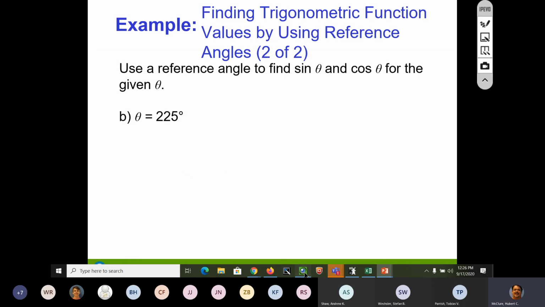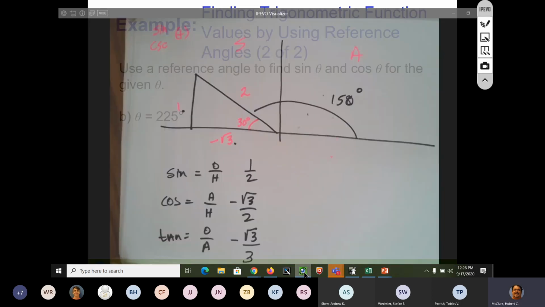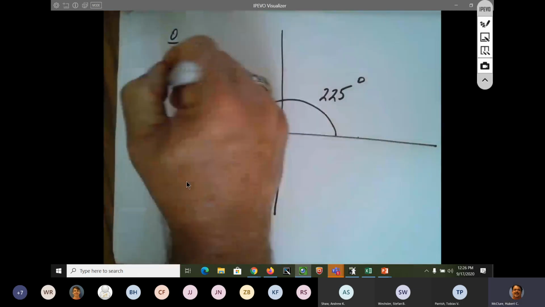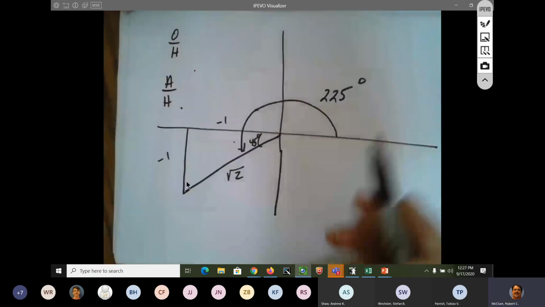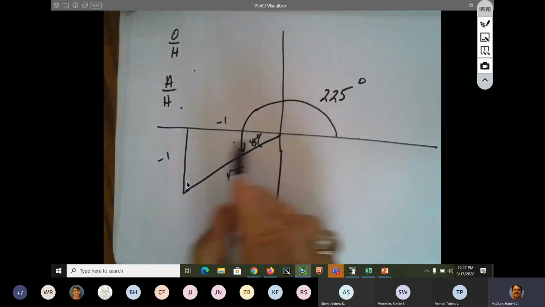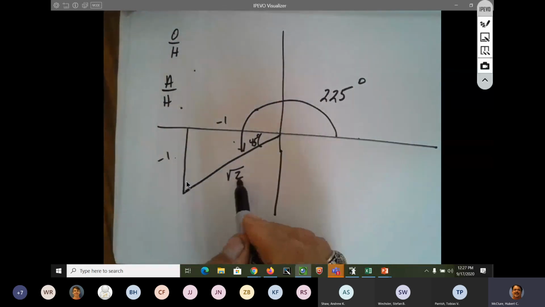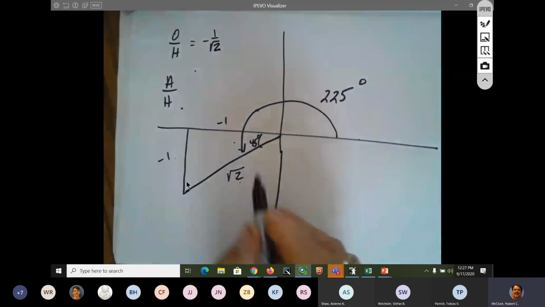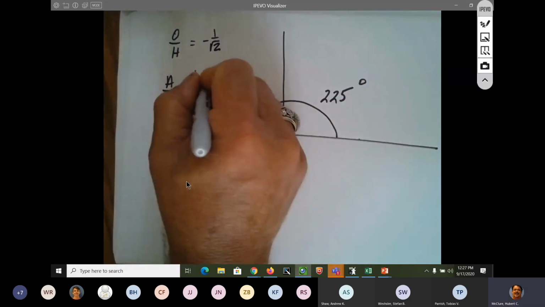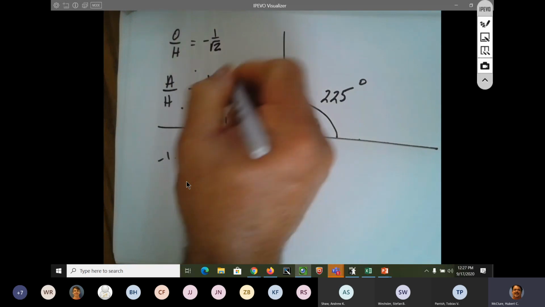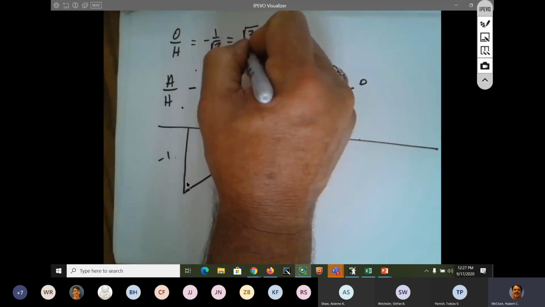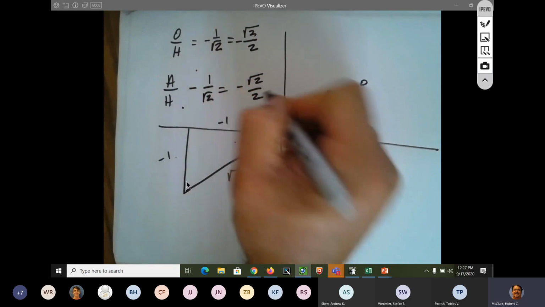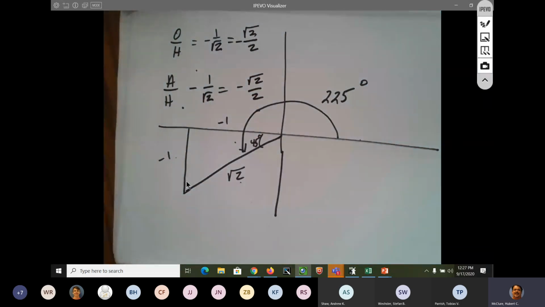So here we go. Oscar had a hunk. Oscar would be -1 over square root of 2 and -1 over the square root of 2, which is equal to negative square root of 2 over 2 and negative square root of 2 over 2. So they're going to be the same answer.